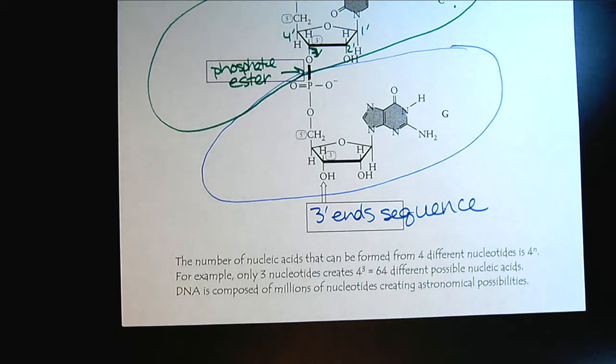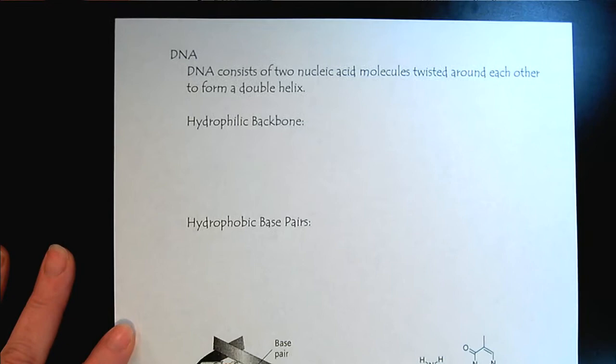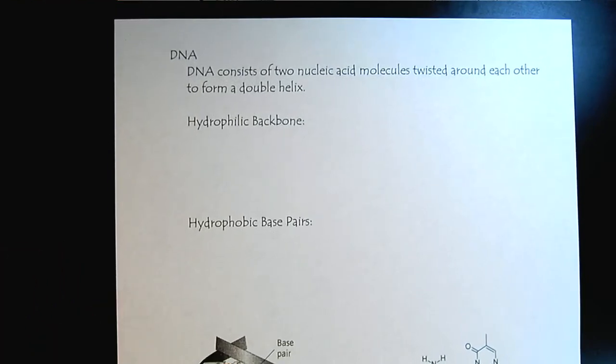Okay, now that we understand how a strand of nucleic acid is hooked together, we'll go into the actual structure of DNA. So DNA actually has 2 nucleic acid molecules that twist together around each other to form the infamous double helix.